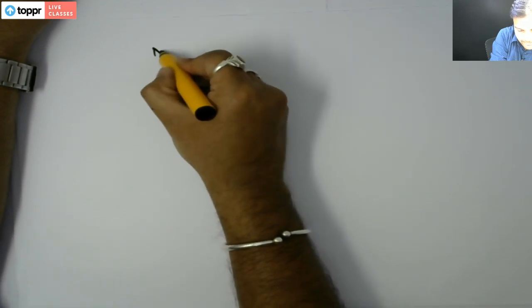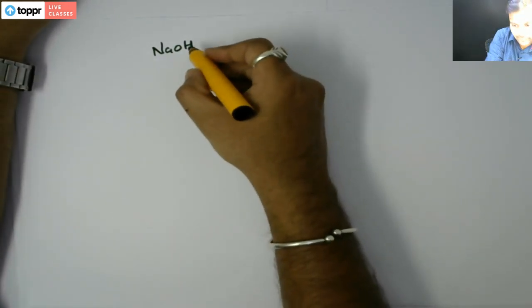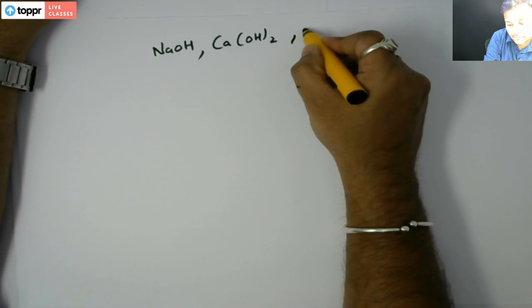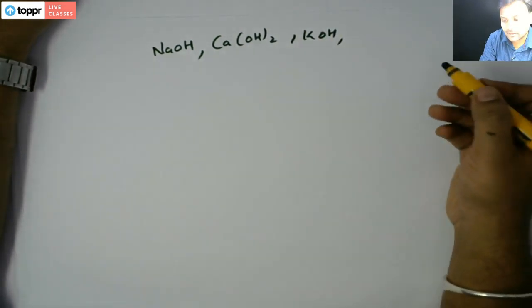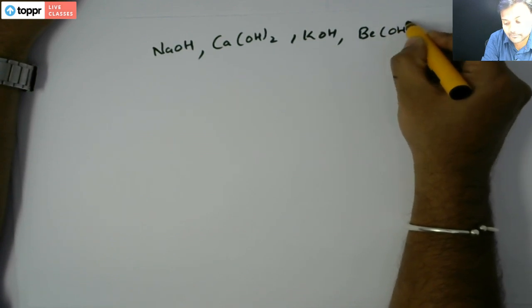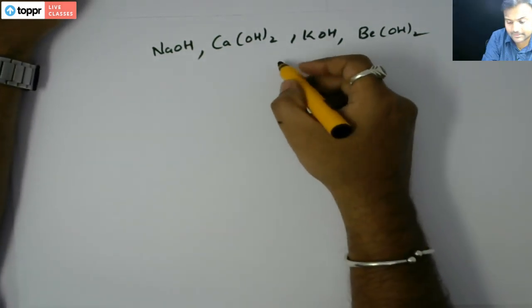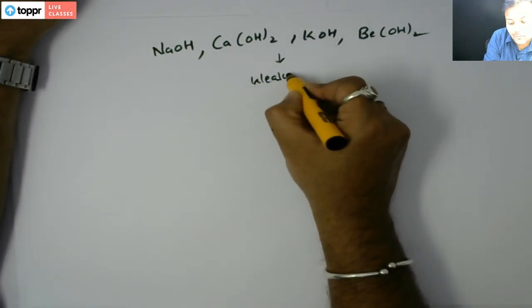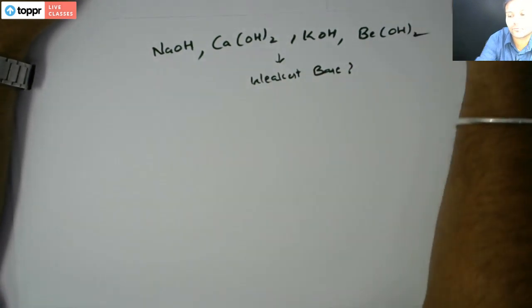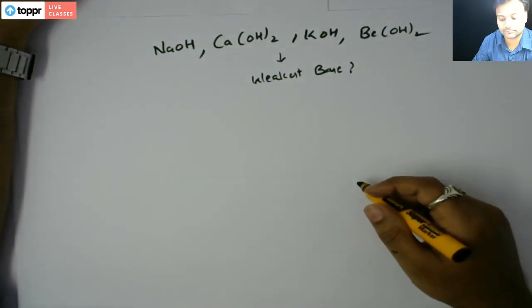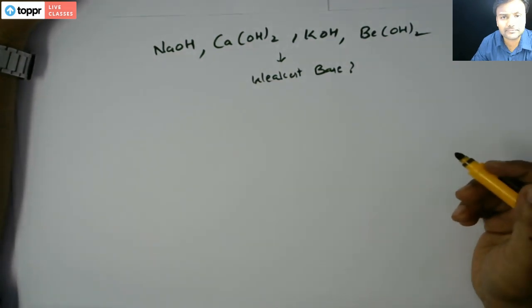I have a simple question for you. I'll give you sodium hydroxide. We have seen calcium hydroxide. Then potassium hydroxide, and let's say beryllium hydroxide. Now, among these, which is the weakest base? What is the weakest base among these? And what is the reason?